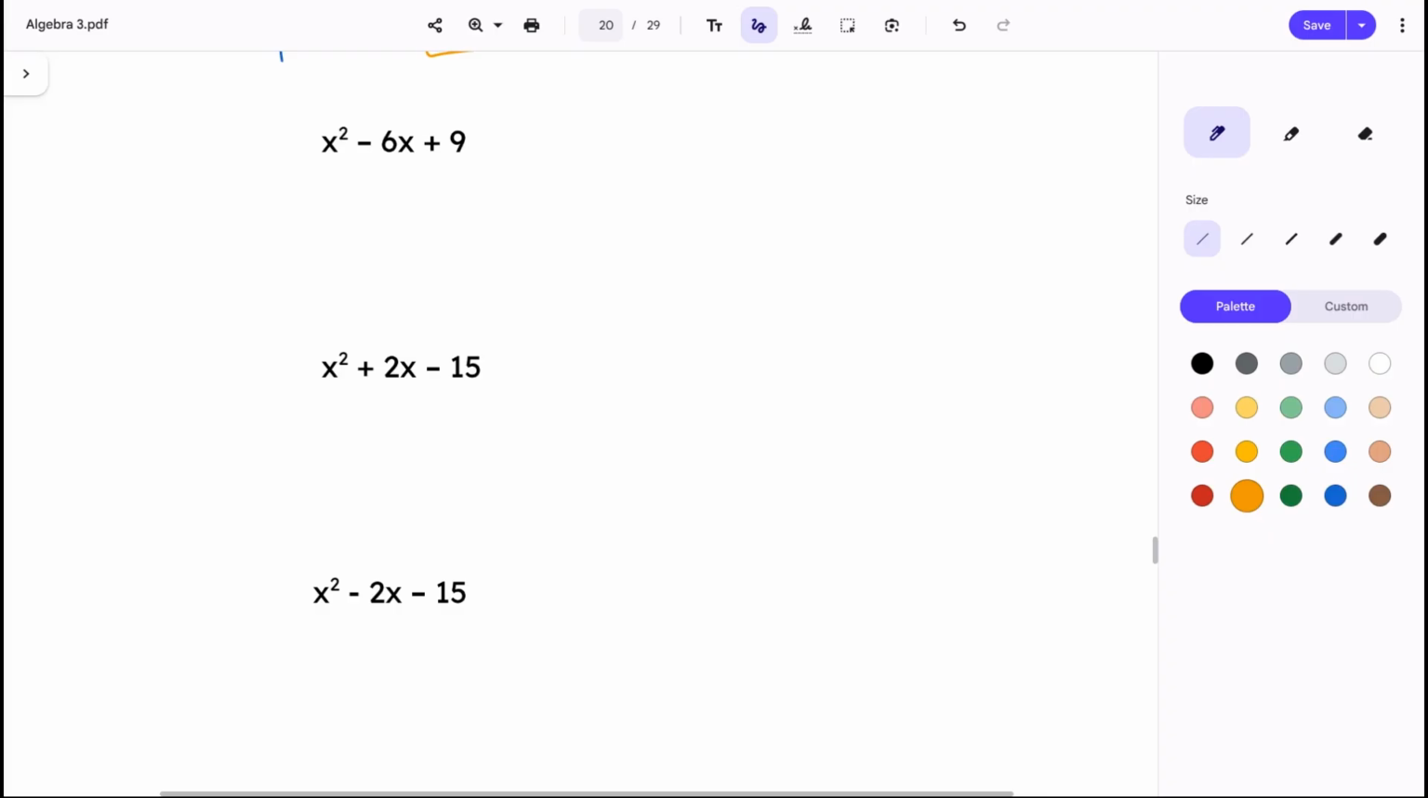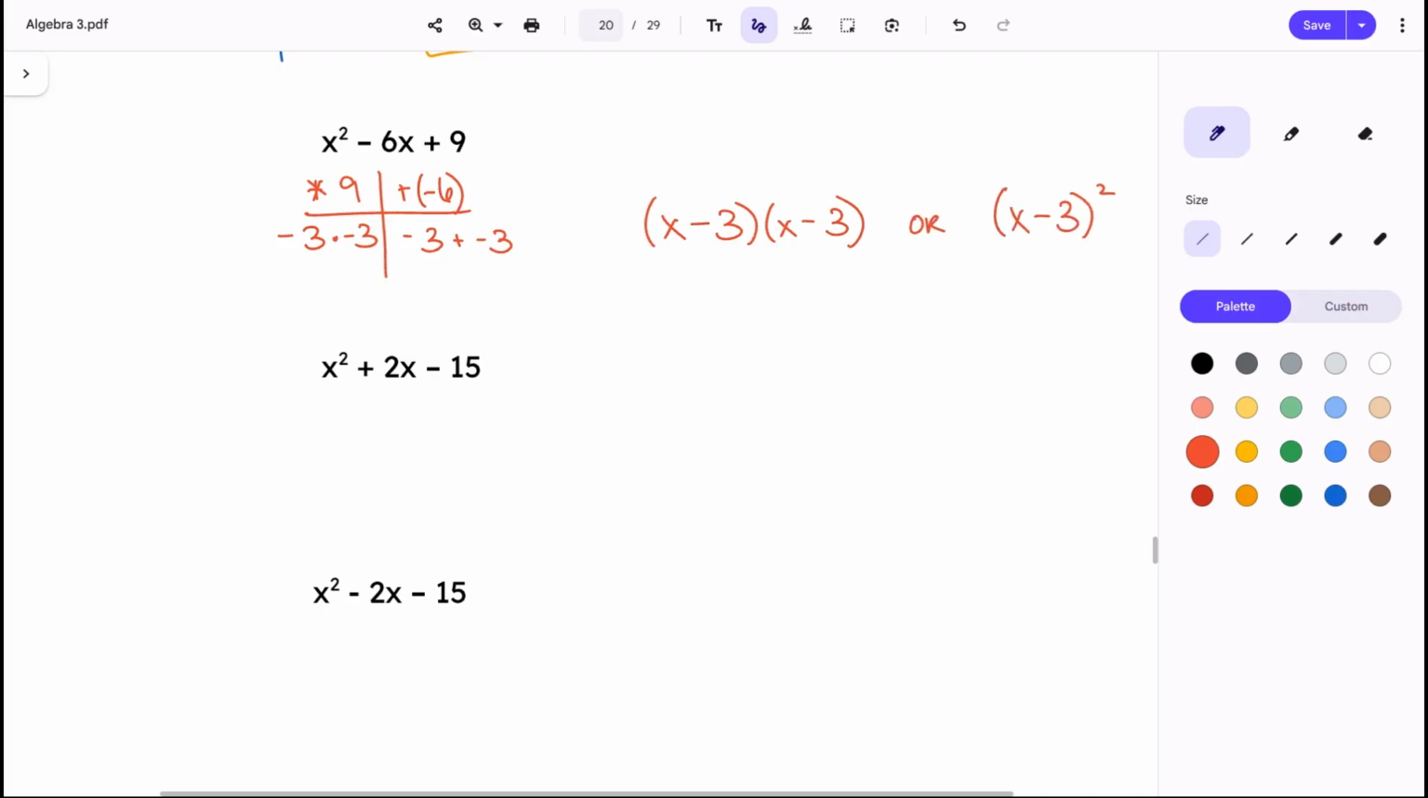Okay, I'm going to run through these three here really quick. So I would have multiplied to a 9 and added to a -6. And so the numbers that do that are -3 times -3, -3 plus -3. And so I would write that as x minus 3 times x minus 3. Or some of you might be thinking I could have written it x minus 3 squared because it is the same quantity 2 times.